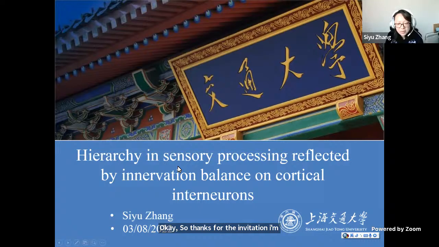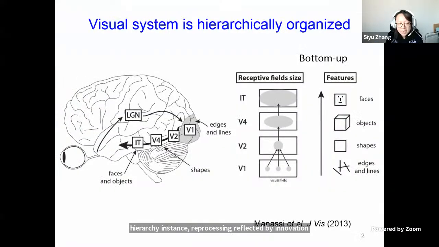My work is about how the hierarchy in sensory processing is reflected by innervation balance on cortical interneurons. Hierarchy is a central feature in the organization of neural networks. Functionally, the sensory systems are hierarchically organized. In the visual system, visual stimuli generate bottom-up information flow from the retina to LGN to V1 and then to a series of higher-level areas. Neurons in the high-level areas have larger receptive fields and encode more complex features.